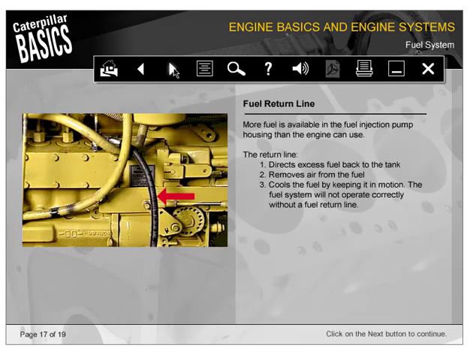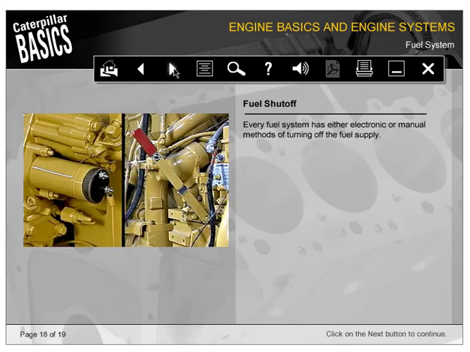More fuel is available in the fuel injection pump housing than the engine can use. The return line directs excess fuel back to the tank, removes air from the fuel, and cools the fuel by keeping it in motion. The fuel system will not operate correctly without a fuel return line. Every fuel system has either electronic or manual methods of turning off the fuel supply.